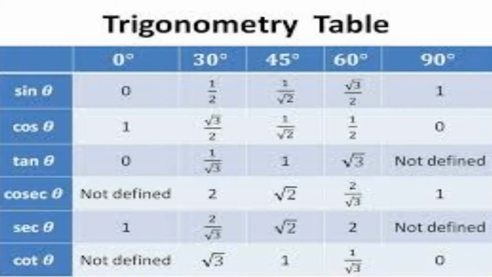Look at the table. The measures of the angles are given as 0 degree, 30 degree, 45 degree, 60 degree and 90 degree. And in the leftmost column, the trigonometric ratios are given, that is sin theta, cos theta, tan theta, cosec theta, sec theta and cot theta. You may remember these values of the different trigonometric ratios at different angles. There is a process for how to remember this table. Look.